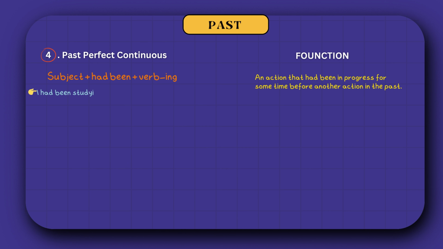Tips: Focus on duration and continuity before a past moment. Common with for and since. Similar to present perfect continuous, but set before another past event. Difference: past perfect, result. Past perfect continuous, process, time span.